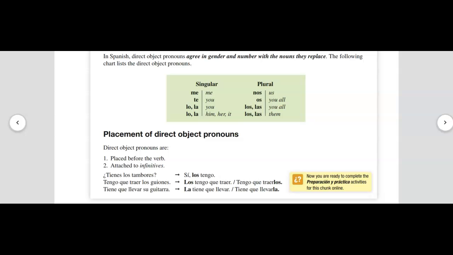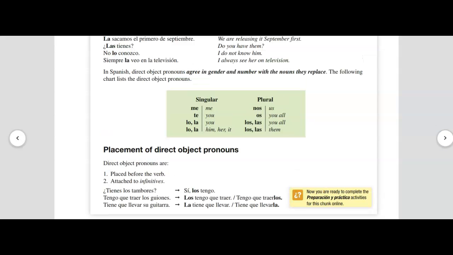Placement of direct object pronouns. Direct object pronouns are, number 1, placed before the verb. For example, ¿tienes los tambores? Sí, los tengo. Tengo is the verb, and we have los, the direct object pronoun, before the verb, tengo.